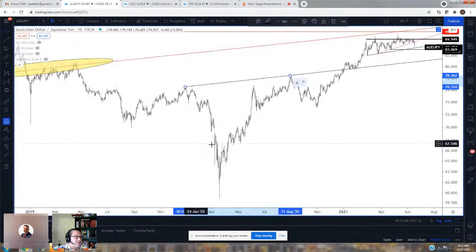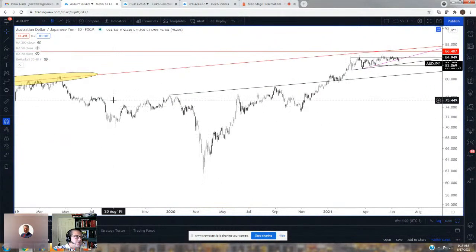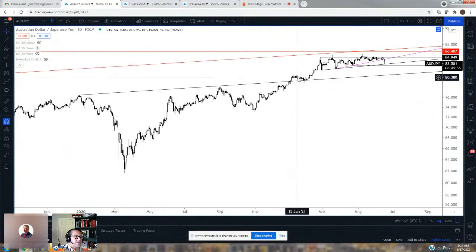I'm thinking right here, you see this line? It's essentially a massive head and shoulders, right? Neckline here, it was once support for liftoff. It might be again, and it also intersects with these old highs. So let's call it 81. So that's gonna be a huge level to pay attention to.